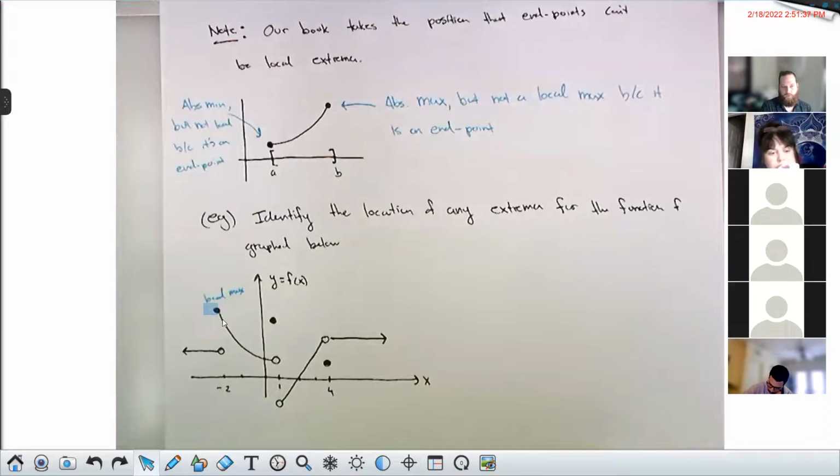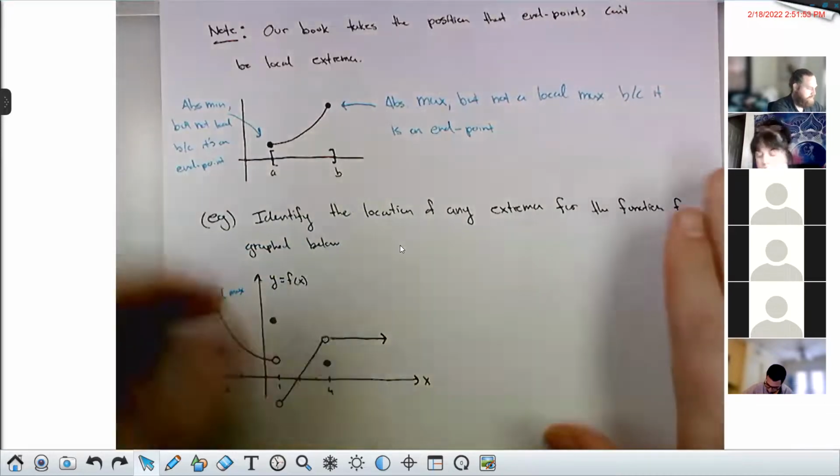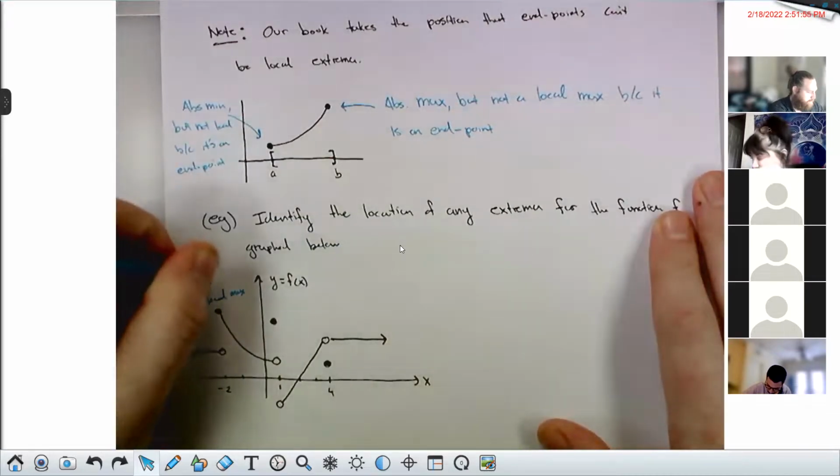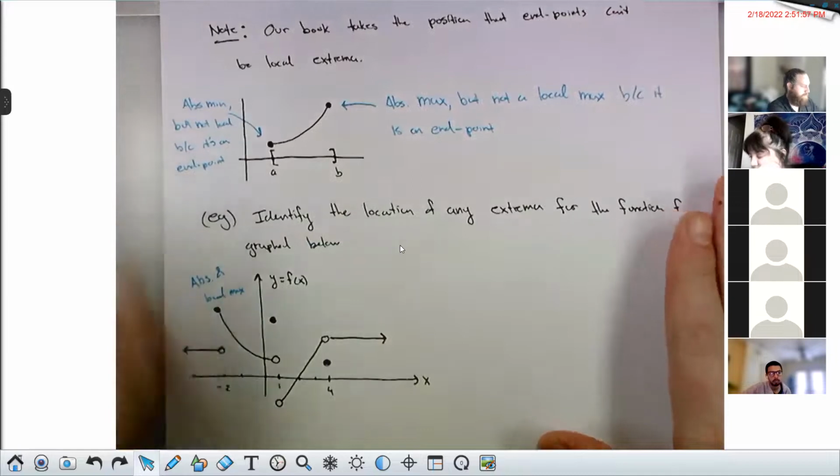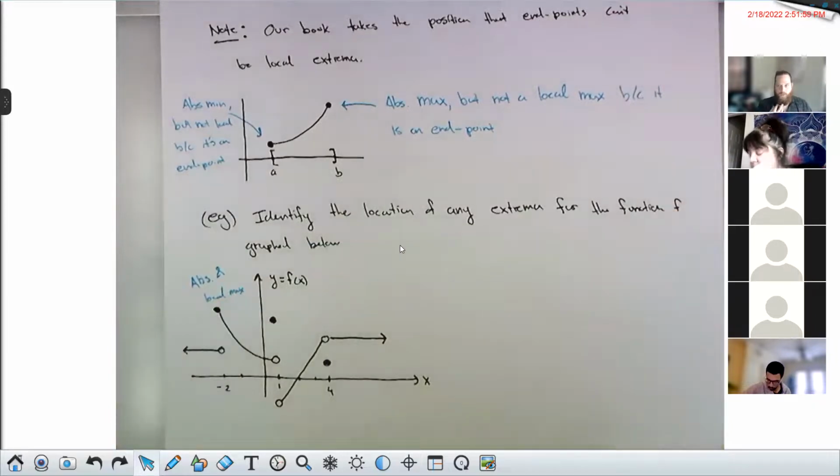What else do you notice about this point? It's an absolute max. Yeah, there's nothing above it anywhere. This is also an absolute max. This is both an absolute and local max.